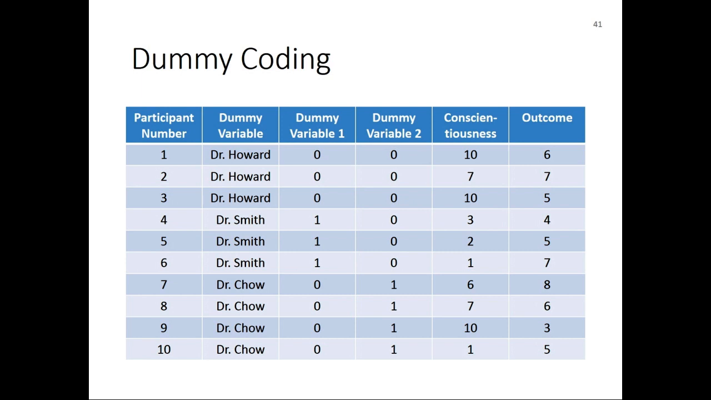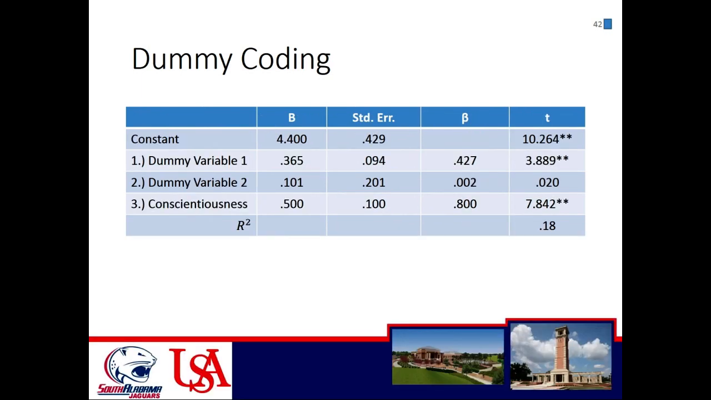So dummy variable 1 is the comparison between Dr. Howard and Dr. Smith. Dummy variable 2 is the comparison between Dr. Howard and Dr. Chow. But now we have conscientiousness. Now we want to look at the differences between the groups in addition to the relationship between conscientiousness and the outcome. We want to do both. So we would do the same thing we did before, run a regression with the dummy variables, run the regression with conscientiousness, and see what's significant.